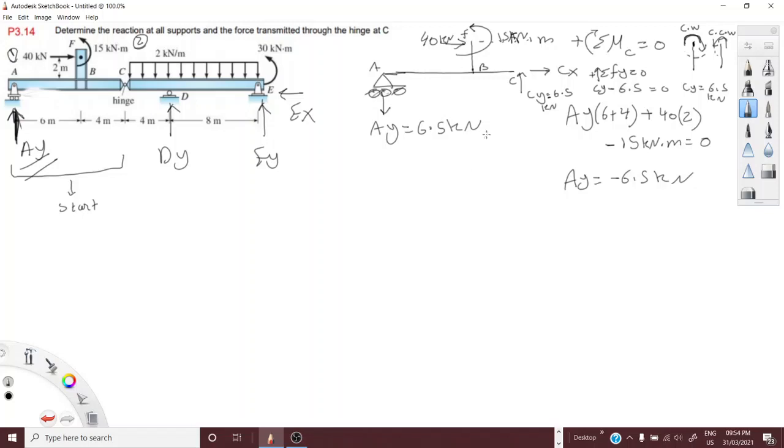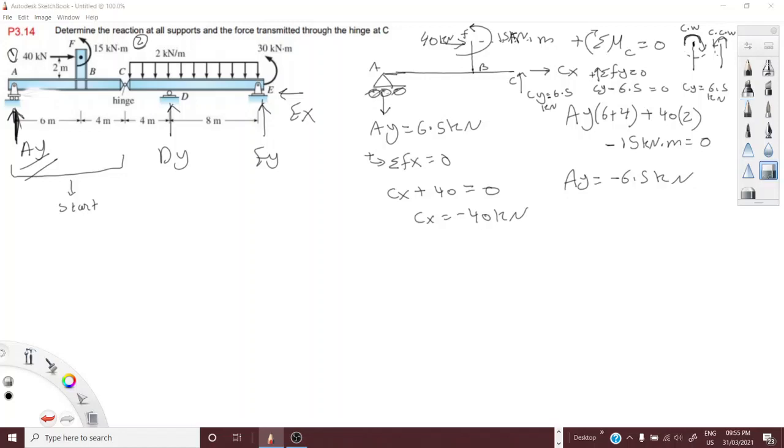So from here we can get Cx. No, Cx is not 0, because there is an external force. You can see the summation of Fx equals 0. Therefore, to the right side, Cx plus 40 is equal to 0. So Cx equals negative 40 kilonewton.